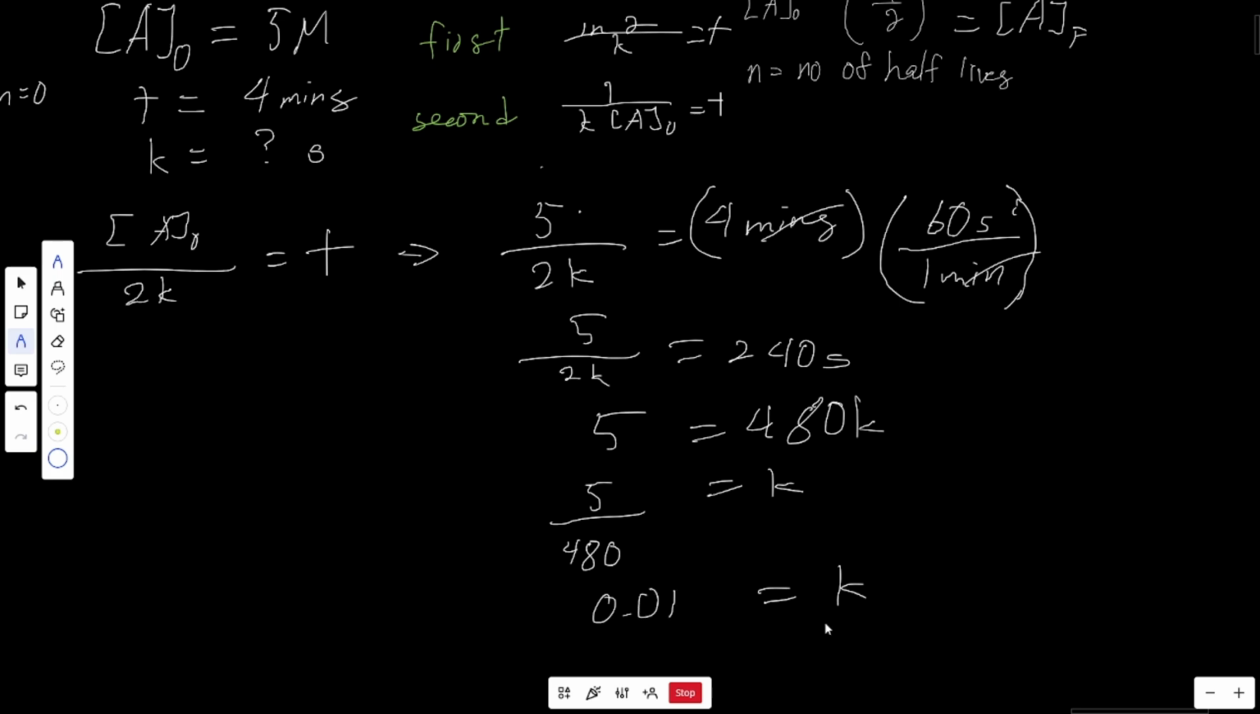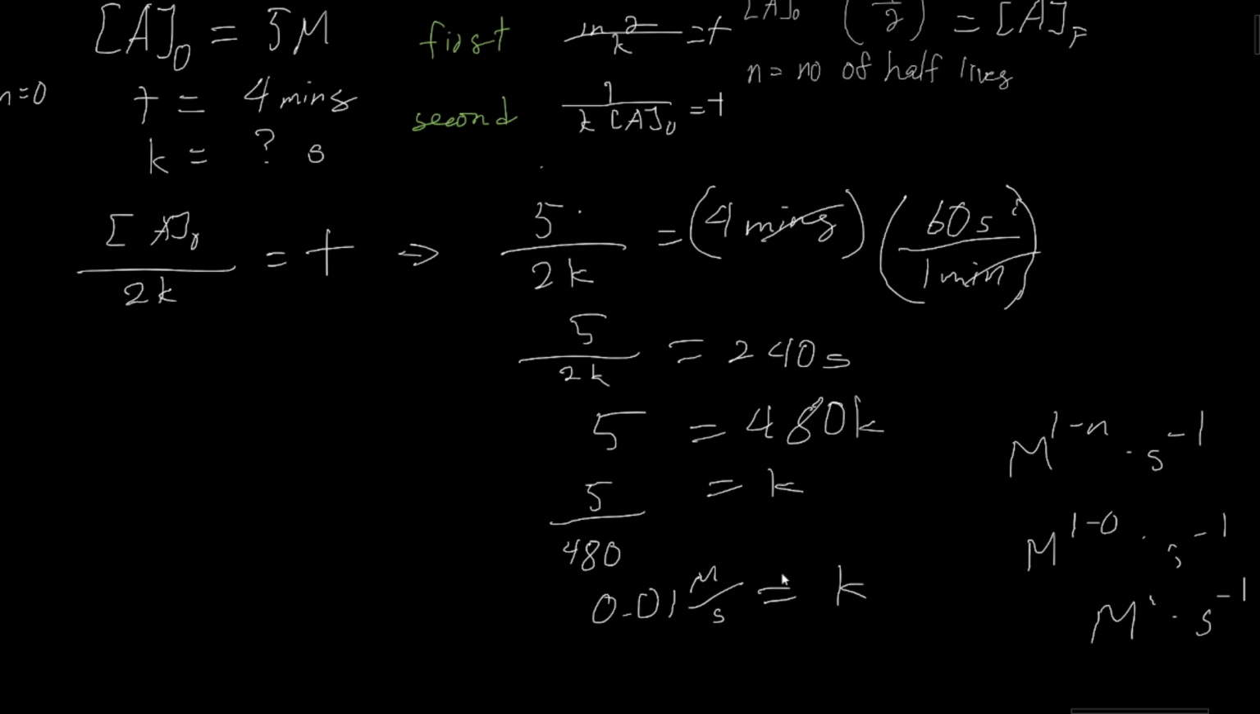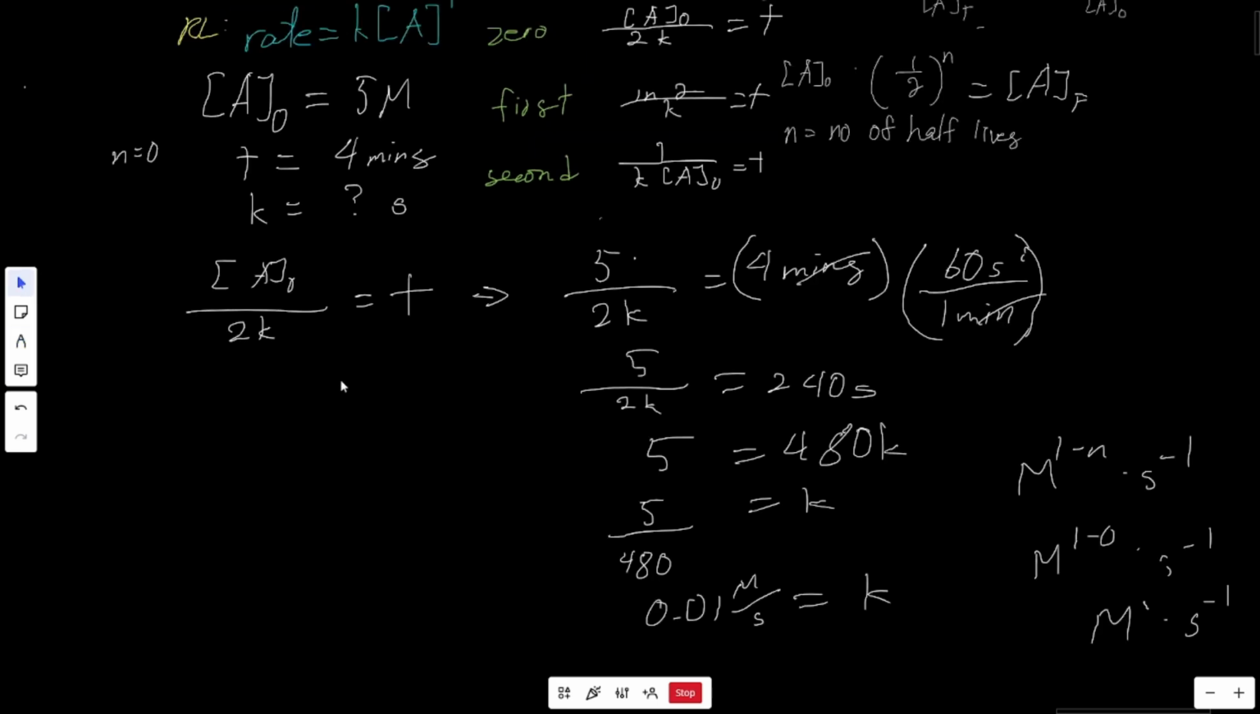0.01. Now, what's the unit for a zero order reaction? The units for any order reaction is just M to the power of 1 minus n times s to the power of negative 1. Here, our overall order is 0, so it would be M to the power of 1 minus 0 times s to the power of negative 1, or just M to the power of 1 minus s to the power of minus 1. So this is thus M over s, 0.01 molar per second.